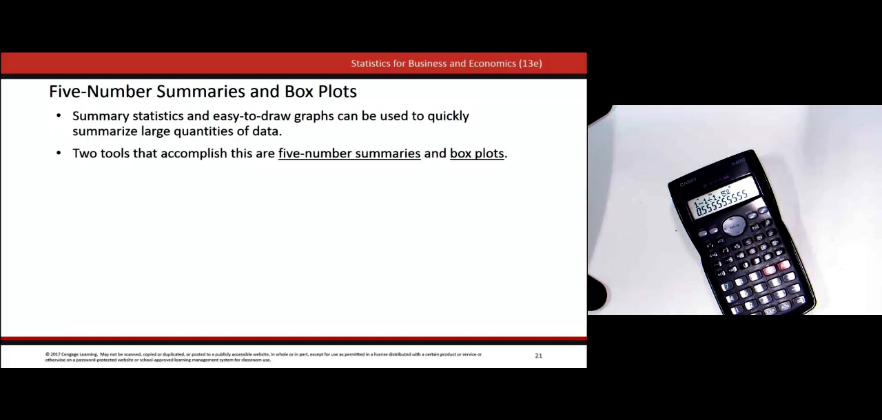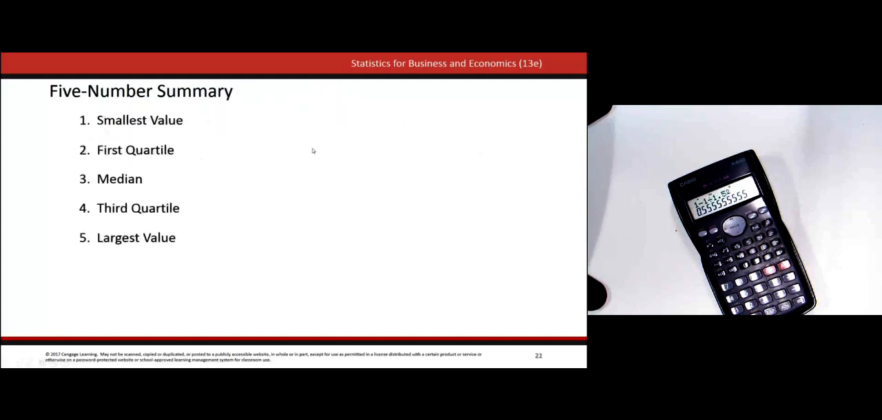Now we will discuss 5 number summaries and box plots. Previously we discussed some graphical displays, but with 5 number summaries, you can use a box plot to quickly summarize large quantities of data. The box plots are based on the 5 number summaries. What are the 5 number summaries? Smallest value, first quartile, median, third quartile, and largest value.